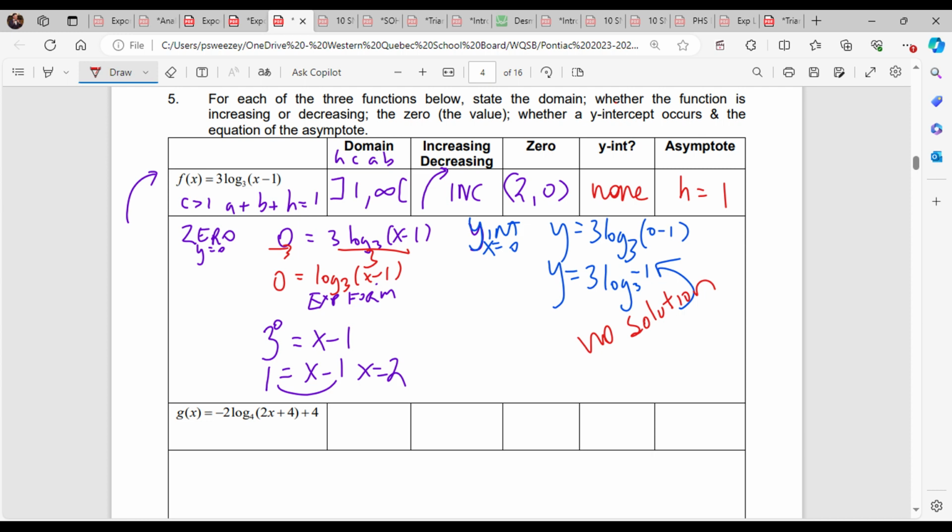And then afterwards, you can break it up into two and solve: is there a zero? If there is, what is it? Is there a y-intercept? If there is, what is it? And then at the end, just a reinforcement of what the asymptote is. Okay? So give that a shot on your own, and then we'll walk through it.